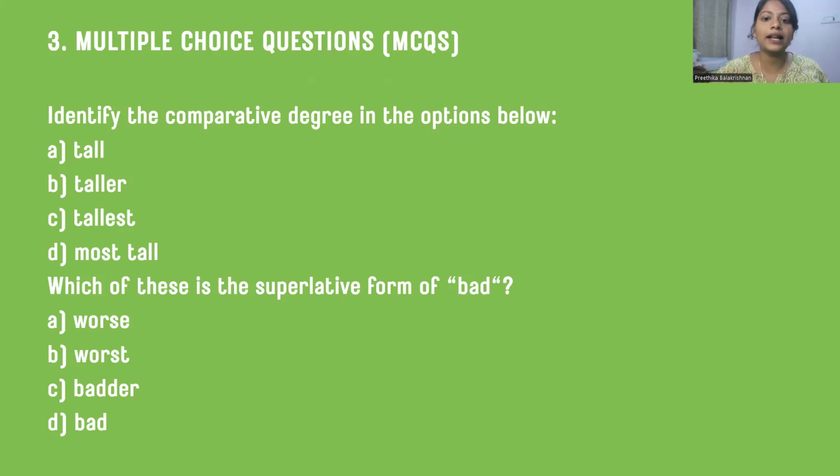First one, identify the comparative degree in the options below: tall, taller, tallest, or most tall. It talks about comparing two things or two people, so it is the comparative degree. The answer is taller. Which of these is a superlative form of bad? Worse, worst, badder, bad. It is worst.